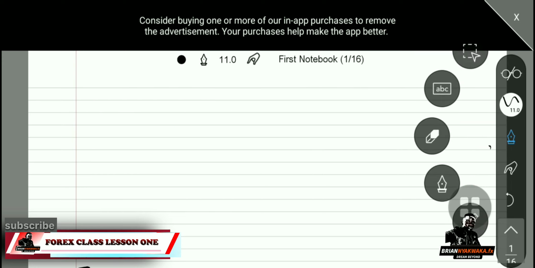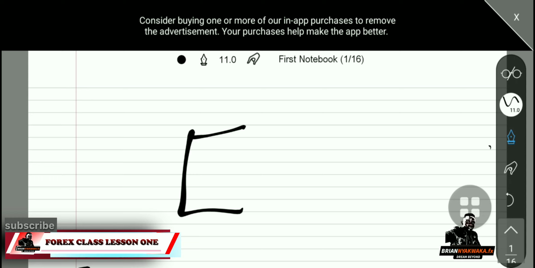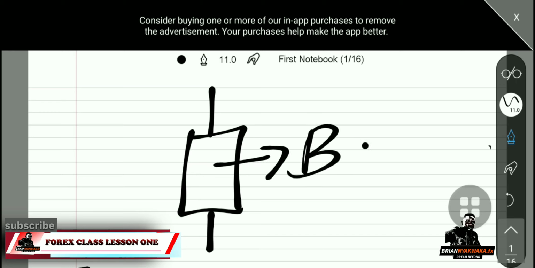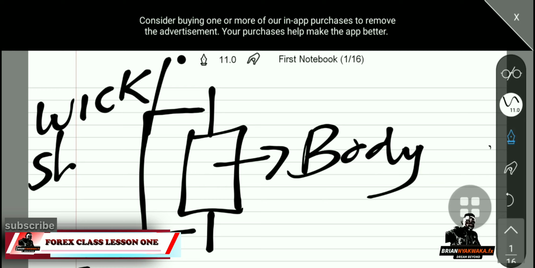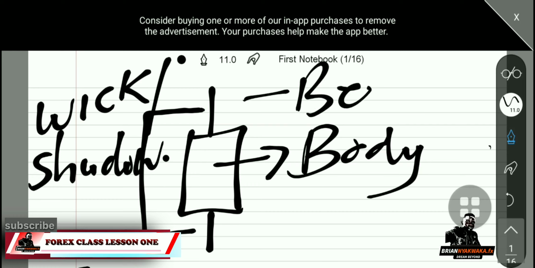So the candlestick has got two major parts. Sorry, I didn't mention that earlier on. This rectangular part is called a body, and these upper and lower protrudings are what you call wick, or you can as well call them shadow, wick or shadow. And remember, in candlestick we have two major types of candlestick. We have bearish and we have bullish candlestick.